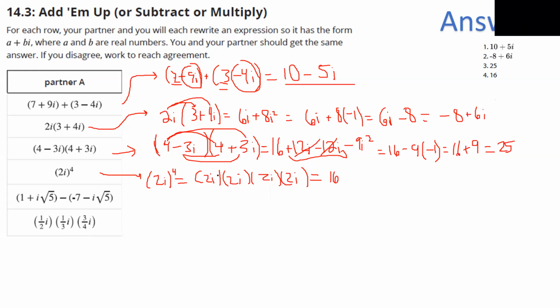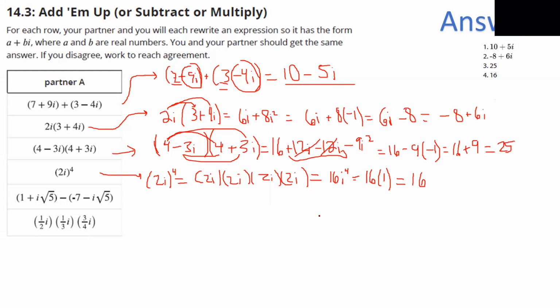And i times i is i squared, times i to the 3rd, times i to the 4th. So this becomes i to the 4th power. And we have learned that i to the fourth power is the same thing as saying 1. So then 16 times 1, and when we multiply those two together, we get 16.